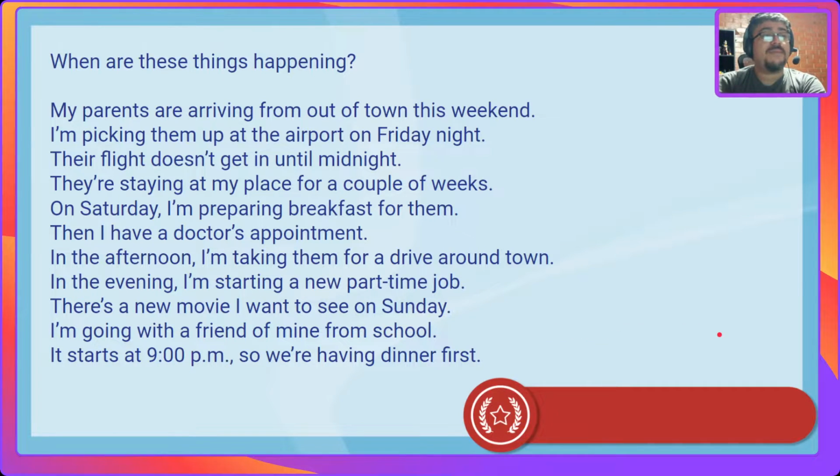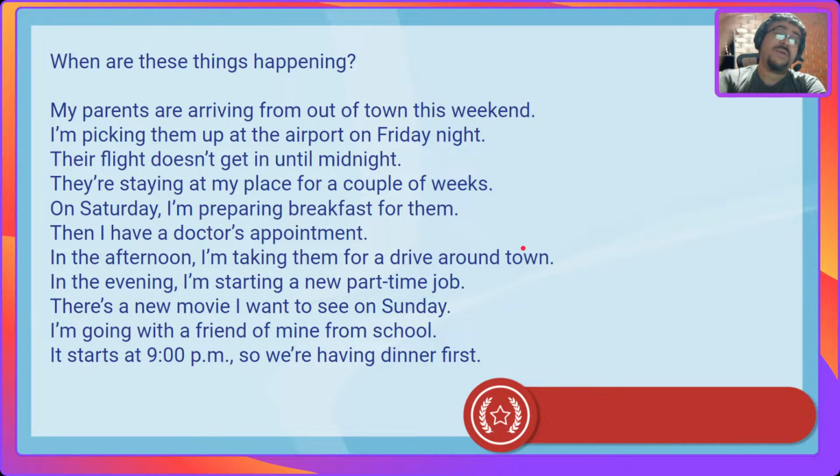In the afternoon, I'm taking them for a drive around town. In the evening, I'm starting a new part-time job. There's a new movie I want to see on Sunday. I'm going with a friend of mine from school. It starts at 9 p.m., so we're having dinner first. When are these things happening?